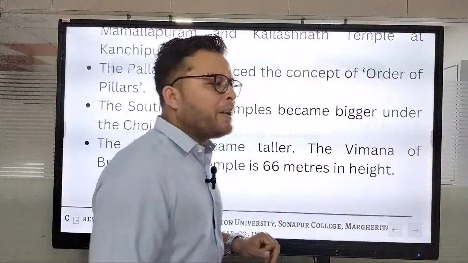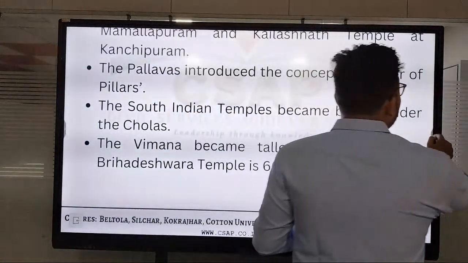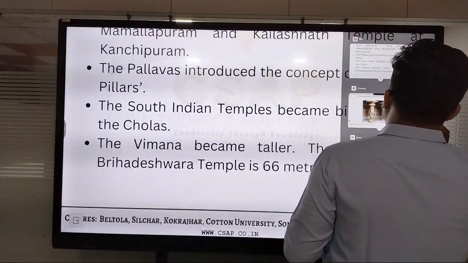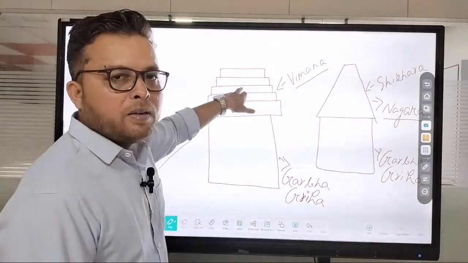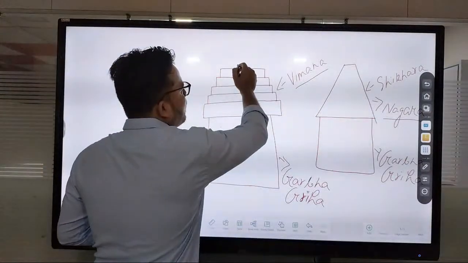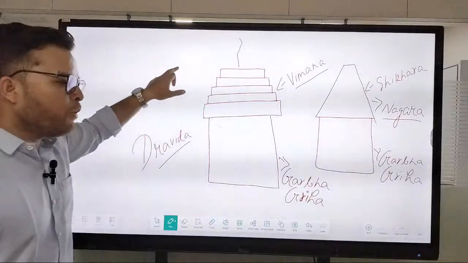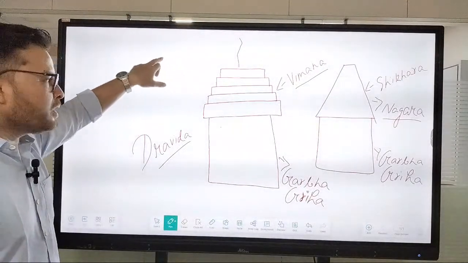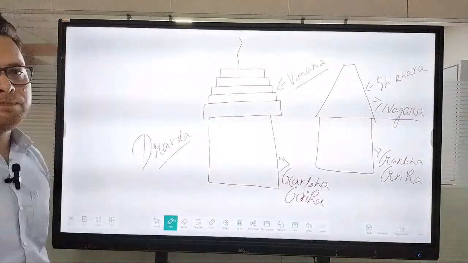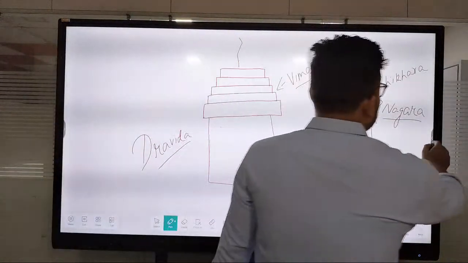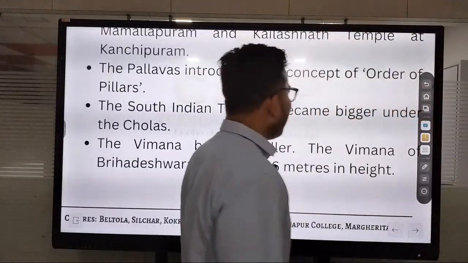And which part of the temple became bigger? Remember the Viman, this part of the temple. This part of the temple became taller and taller. This Viman became taller and taller.